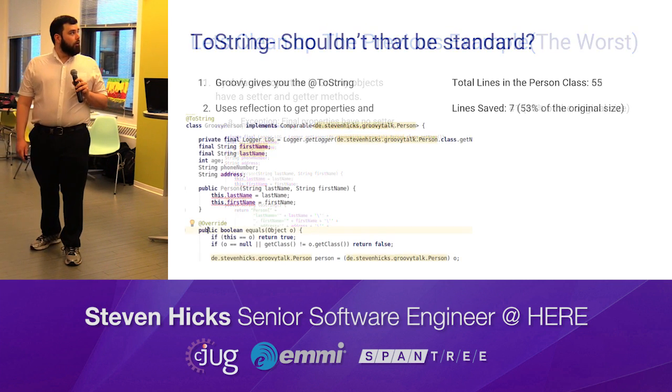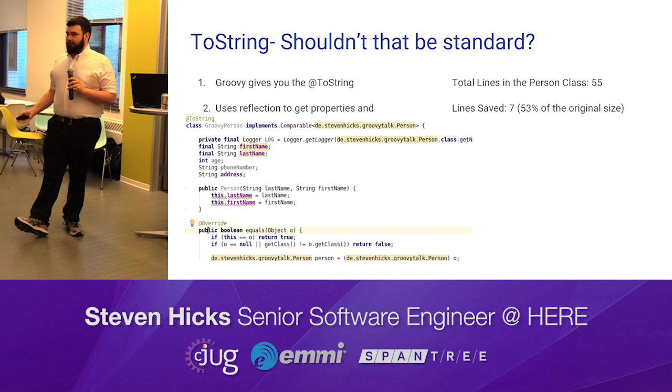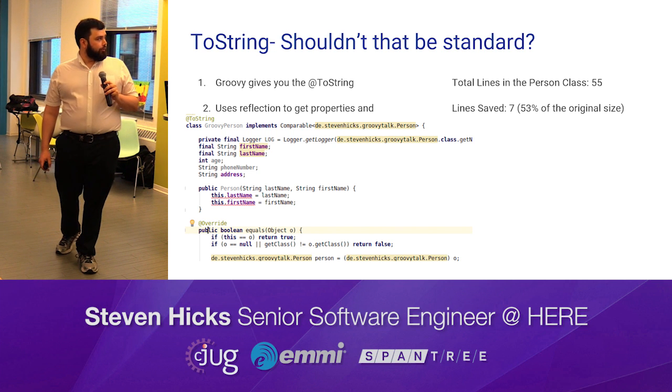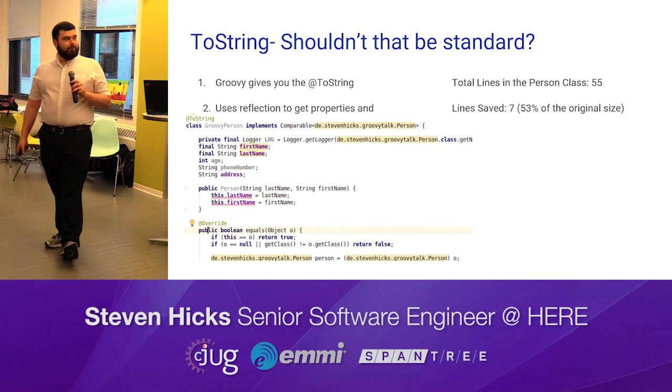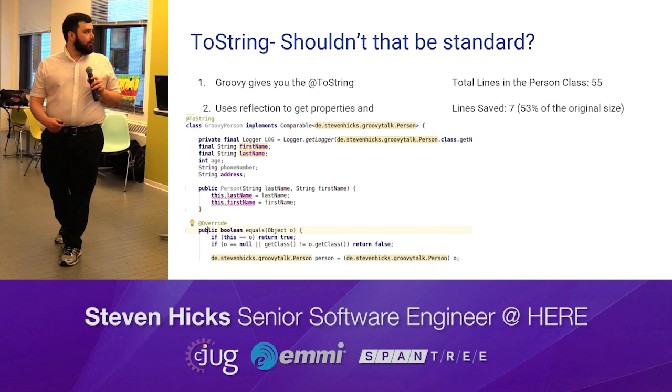But wait, there's more. You remember all the toStrings that you either have to write or generate? Groovy has an annotation for that, and it's called the @ToString annotation. This gets rid of a few lines, about 7 lines, as you see up there.